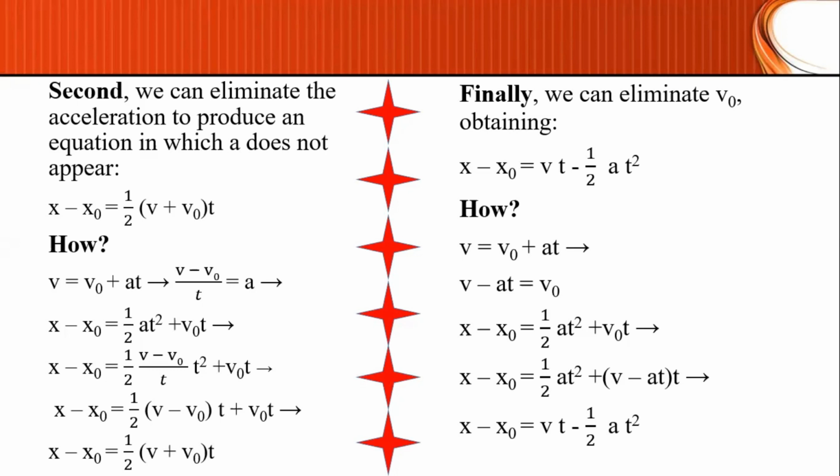We obtain v0 from this equation: v0 is equal to v minus at. Then we put this expression for v0 in the equation x minus x0 is equal to 1 half at squared plus v0t. We will have x minus x0 is equal to 1 half at squared plus (v minus at), which is the definition of v0, times t. And we will have x minus x0 is equal to vt minus 1 half at squared.